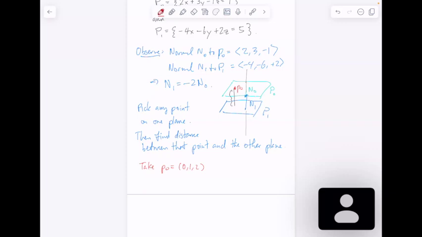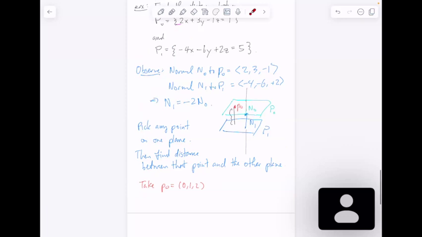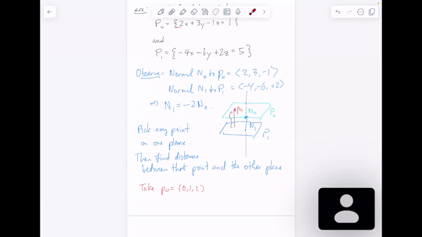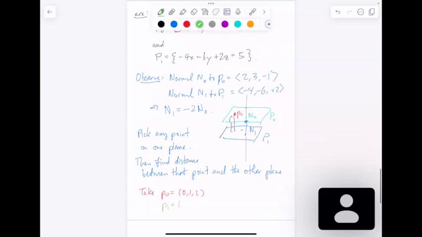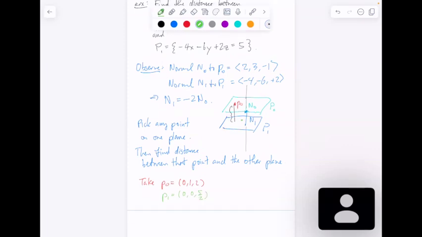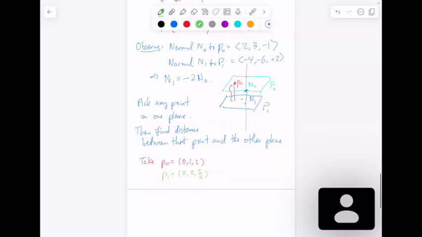Remember, to find the distance between 0, 1, 2 and the plane P1, I need to find a displacement vector of some sort. I should probably pick a point somewhere here and draw an arrow from P0 to that point. So on P1, I guess I didn't make this too easy for you, huh? I could pick the point 0, 0, and 5 halves. That certainly satisfies the equation for plane number 1.